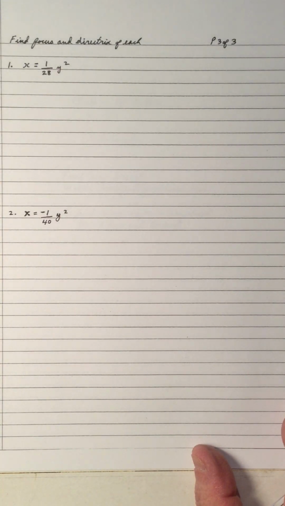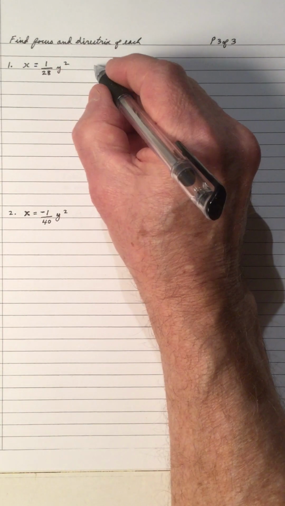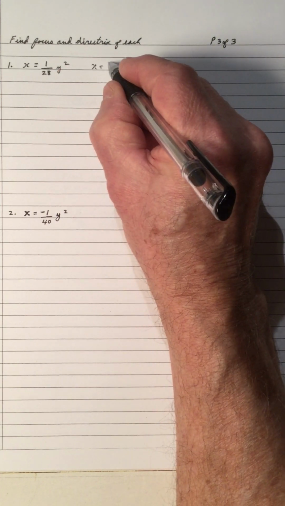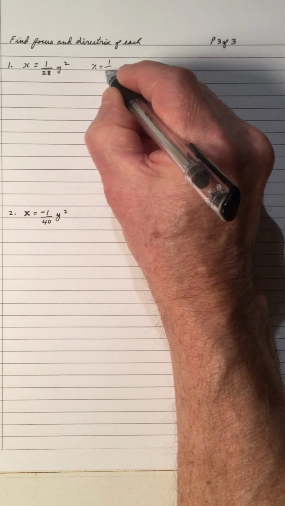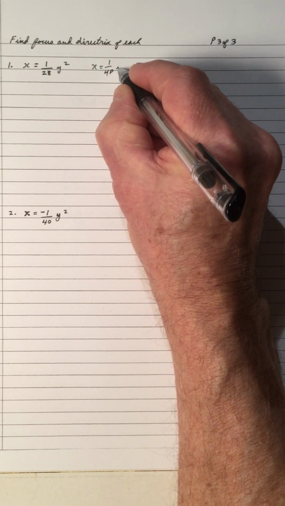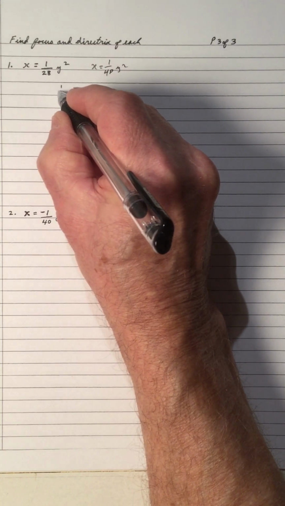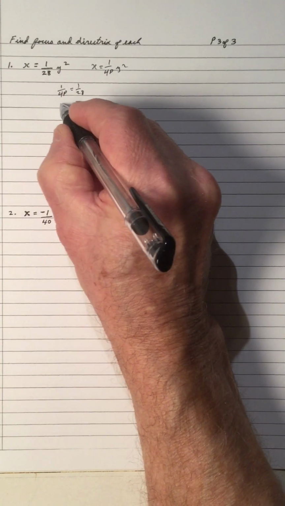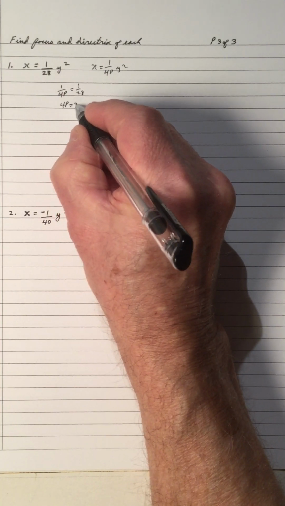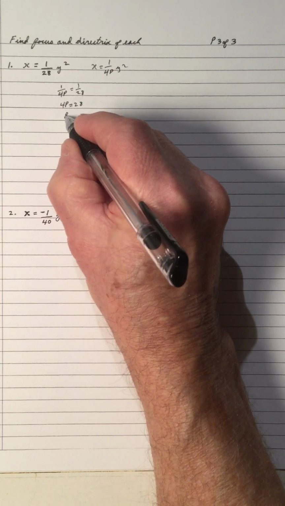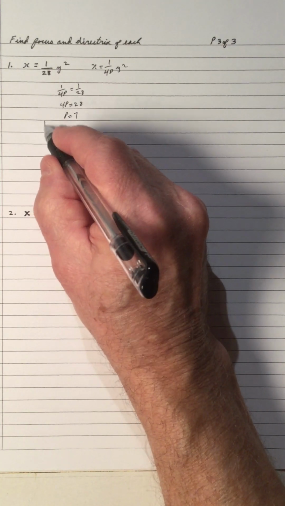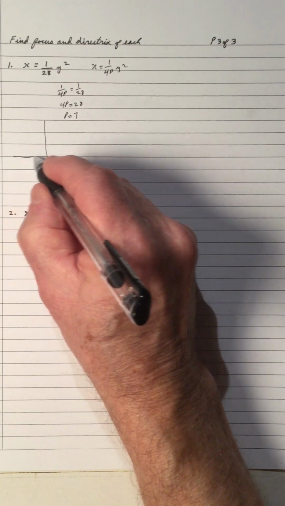Okay. Find the focus and directrix of each. So the equation is x equals 1 over 28 y squared. So x equals 1 over 4p y squared. That means 1 over 4p is equal to 1 over 28. Cross multiply, 4p is 28. Divide by 4 and we get 7.